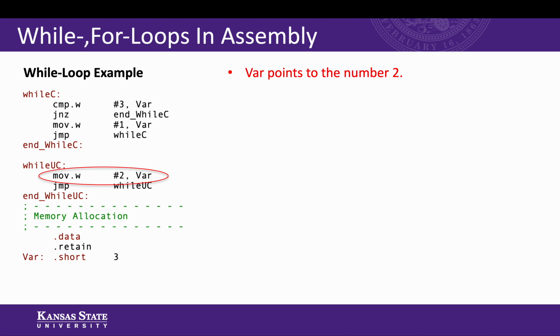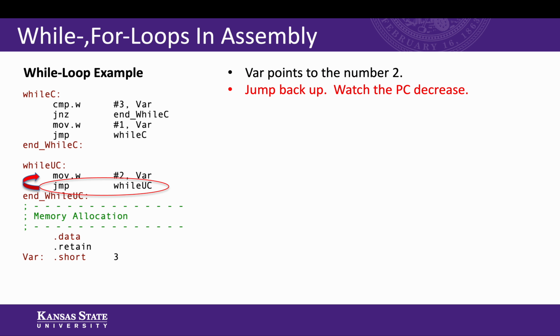Okay, now the second while loop is an unconditional while loop. So let's check this out. Here we're going to move the number 2 into that space in memory, so now var is pointing to the number 2. And then we're going to just unconditionally jump back up. That's it. Again, if you're using CCS, you can step this and watch the PC decrease, but that's it. That's our earth-shattering piece of code here.